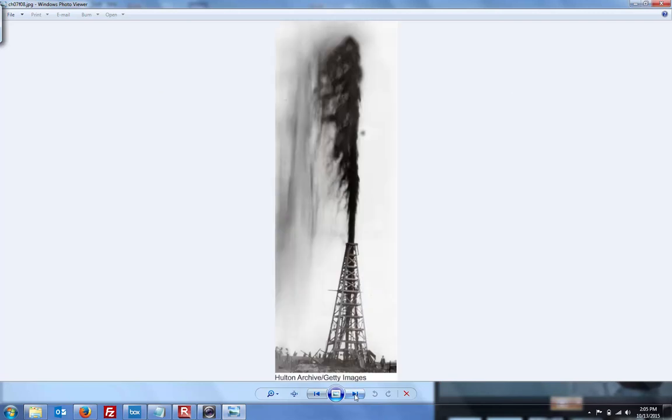All right, this is the oil spurting from the Spindletop gusher. This was in Texas in 1901, so 50 years or so after the discovery in Pennsylvania. Why did it happen in Texas after it happened in Pennsylvania? Well, there were just more people in Pennsylvania. There was nobody poking around in Texas up to that point.